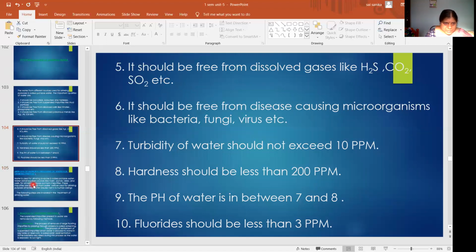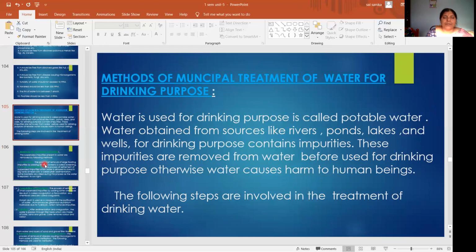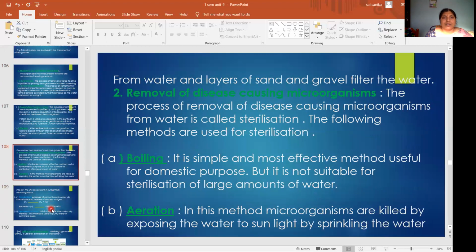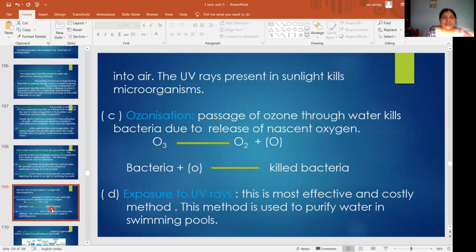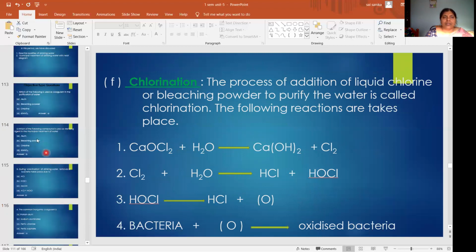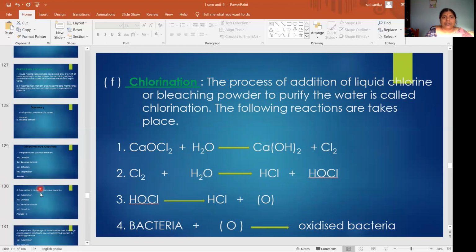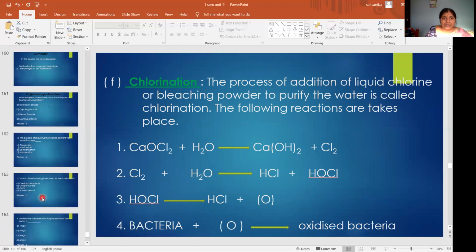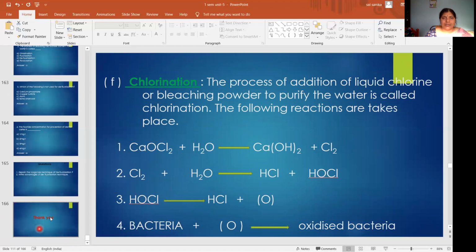In municipal treatment of water, what is sterilization? Write the methods for sterilization of water, or they will ask you to explain chlorination with equation. This chlorination step is very important, with equations. Okay, like that we have to prepare for this water technology. With this, today we finish this water technology topic. Okay, thank you students.